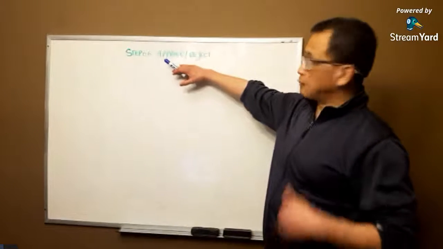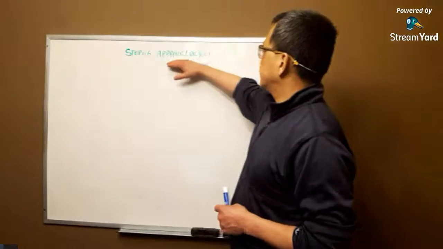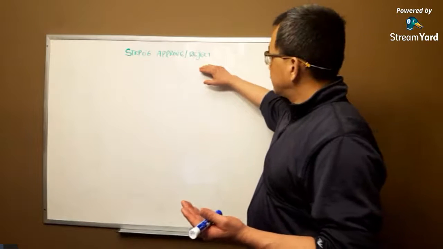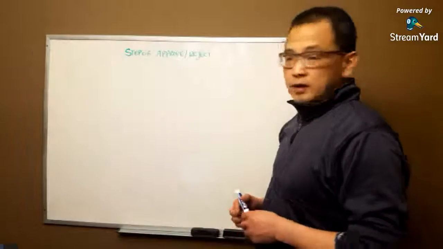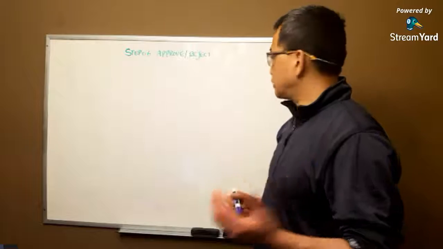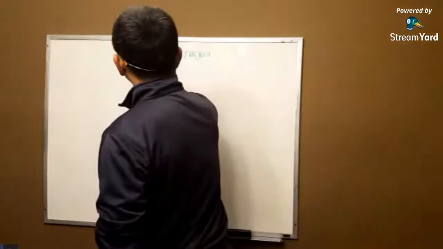In this episode, I'm going to introduce how we are going to conduct the application process to approve or reject the application. In total, there are going to be 6 steps we are going to take. Let's start from the very first one.